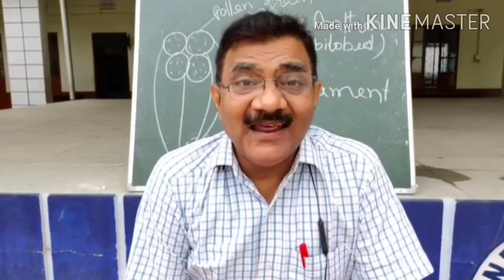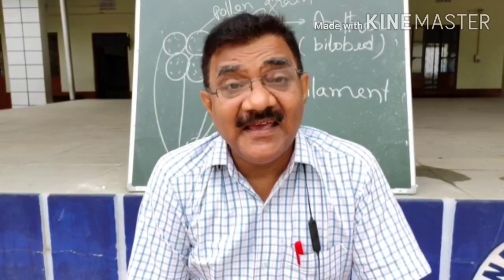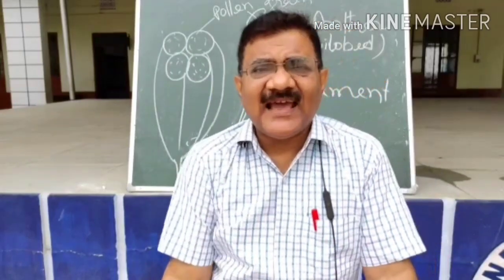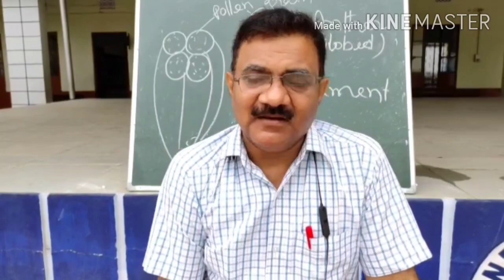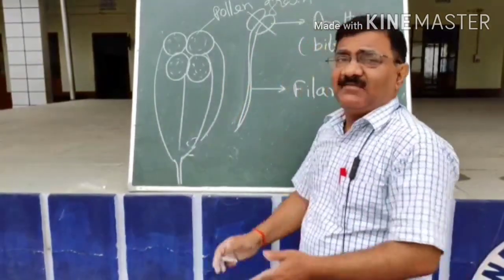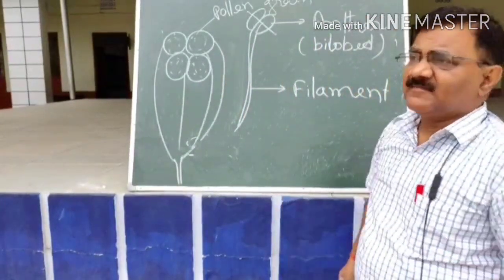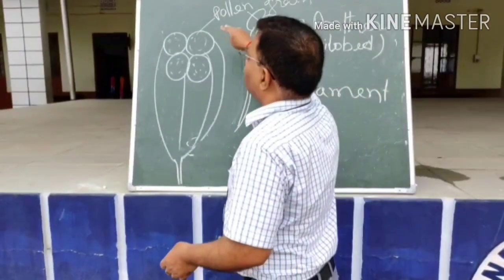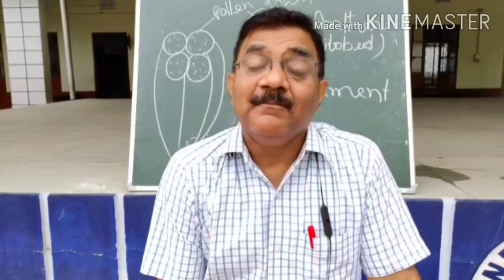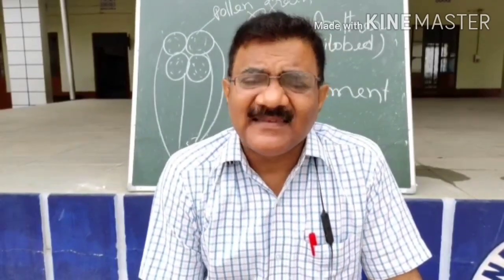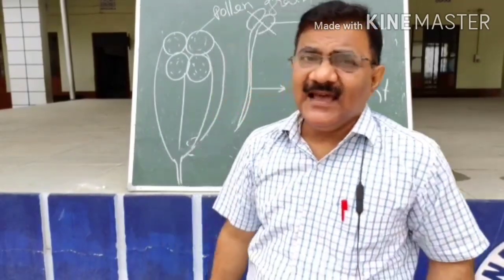And pollen grain is the male gamete. Male gamete means male sex cell or sperm. So if I ask you, name the sperm of the flower, it is the pollen grain. Name the male gamete of the flower. Male gamete means male sex cell of the flower, you will say pollen grain.